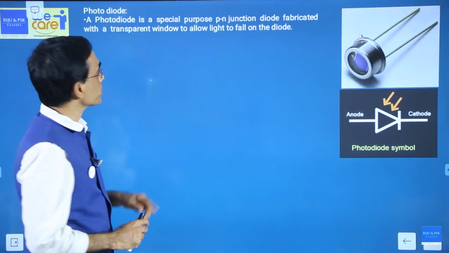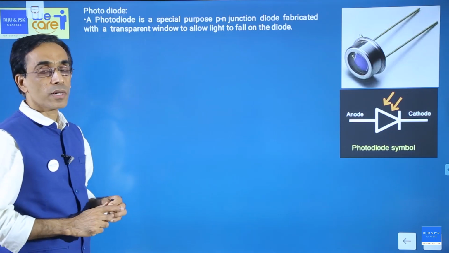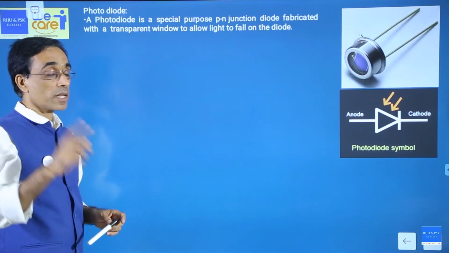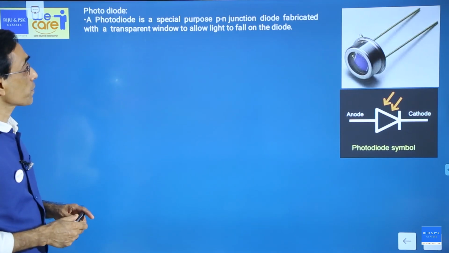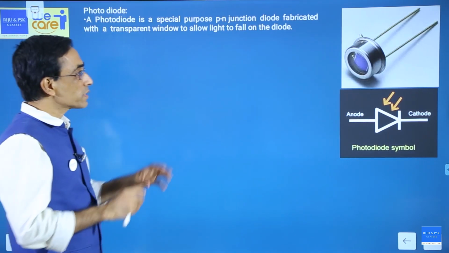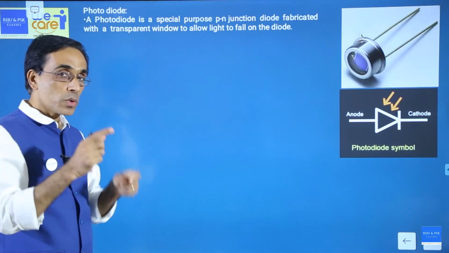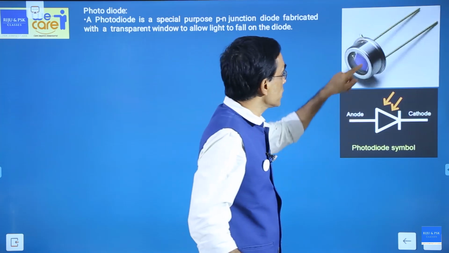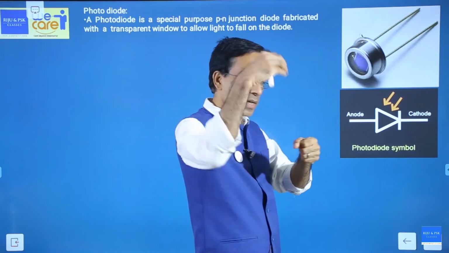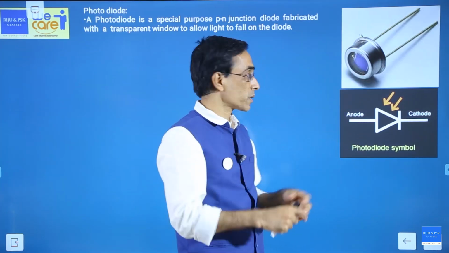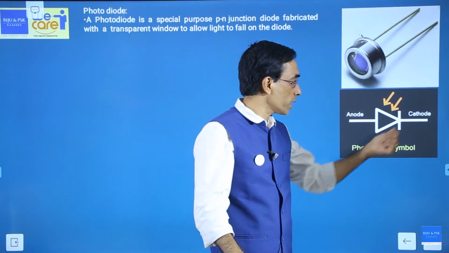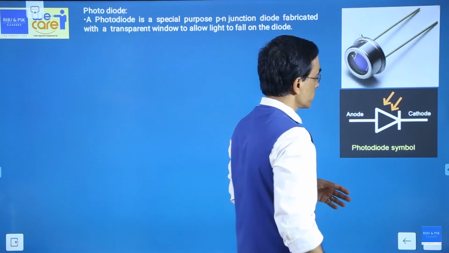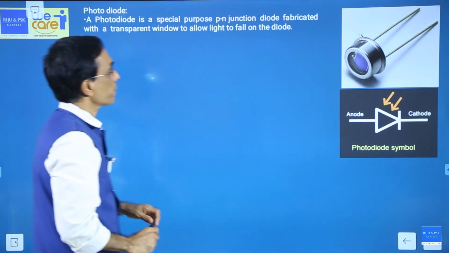A photodiode is a special purpose PN junction diode which is operated in the reverse bias, just like your Zener diode. It has a structure so that light can directly fall on that PN junction. This is a practical thing, it's a very small device. You can see there is a transparent top where light can fall. When light falls, it can work. Its symbol is like an ordinary diode, but it is ready to take light. P side and N side.